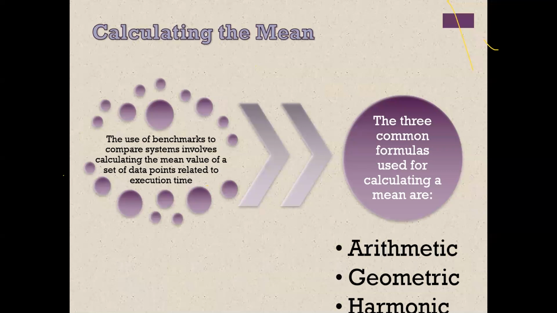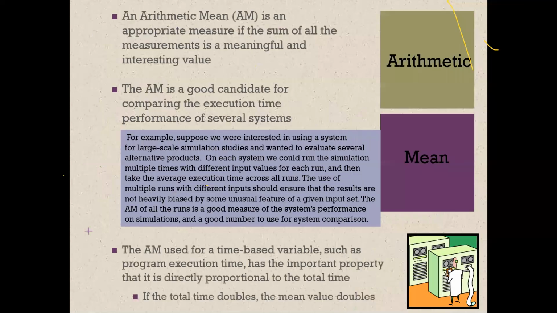Okay, so calculating the mean, again, using those parameters, we could calculate any of these 3 means, either arithmetic mean, geometric mean, or harmonic mean. The arithmetic mean, I think that we should be able to calculate, even though I'm not going to demand that. Basically, the arithmetic mean is simple. It's a more appropriate measure if the sum of all the measurements is a meaningful and interesting value. And the arithmetic mean is a good candidate for comparing the execution time performance of several systems.